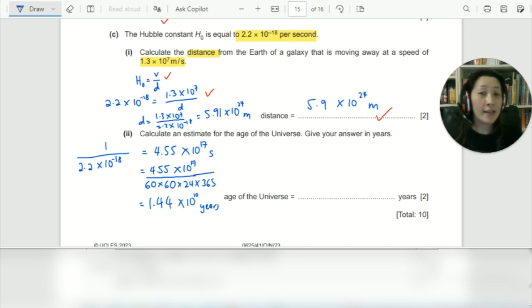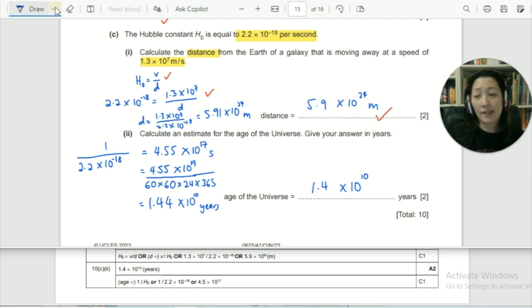In IGCSE, we prefer to write up to 2 significant figures, so we can just write 1.4 times 10 to the power of 10 years. Checking this against the mark scheme, you can see, yep, we got this correct. If you hadn't gotten this correct answer, then the examiner would have to look for marks in your working, which means that you have to show the inverse of the Hubble constant. And that's how you solve question 10.